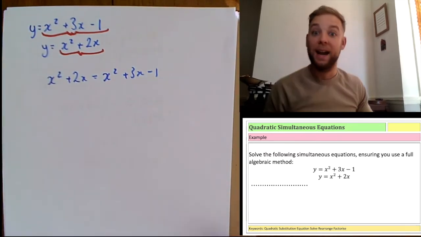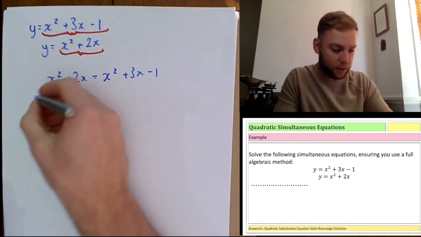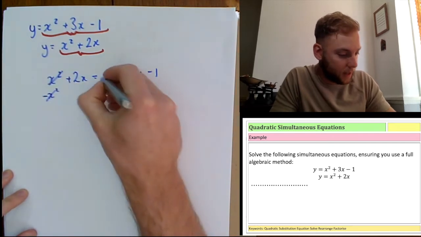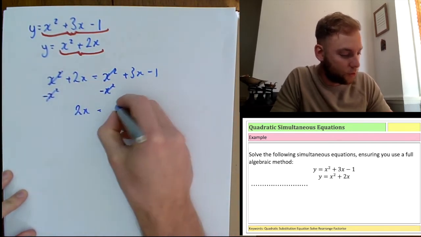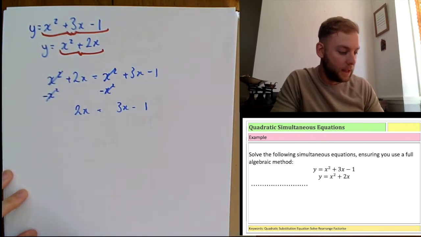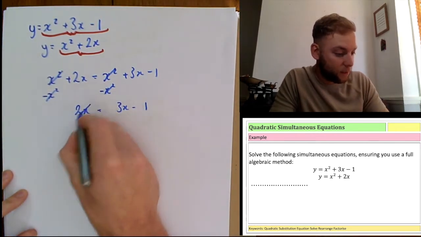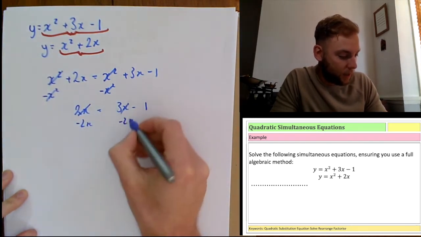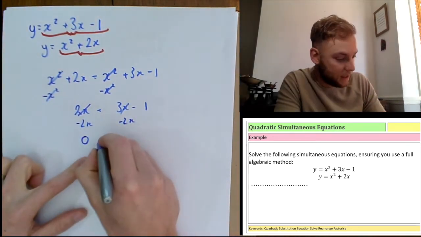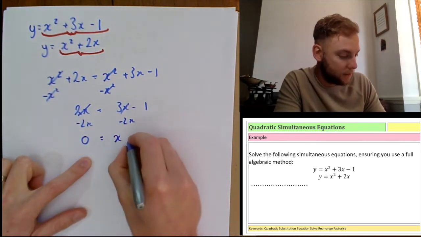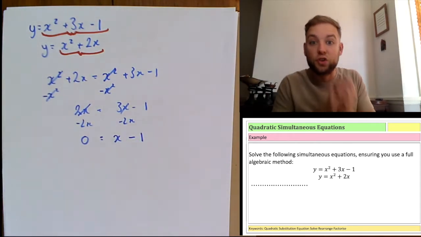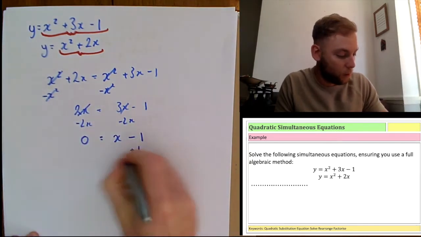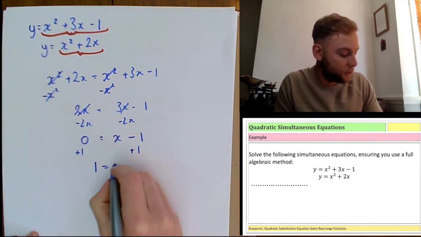And then what I need to do is rearrange and solve. The first thing I'm going to do is minus x squared from both sides. So that will cancel, and I'm just left with 2x is equal to 3x minus 1. And then I'm going to minus the 2x from both sides, so minus 2x, minus 2x. So I end up with 0 on this side. 3x minus 2x is just 1x. I've got 1x minus 1. And remember, I'm trying to solve to find x, so I've got to take that over to the other side. So add 1, and I end up with 1 is equal to x.